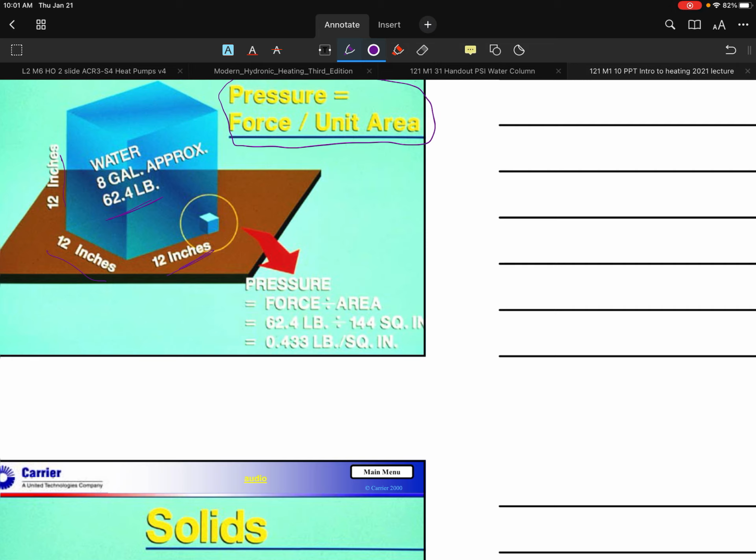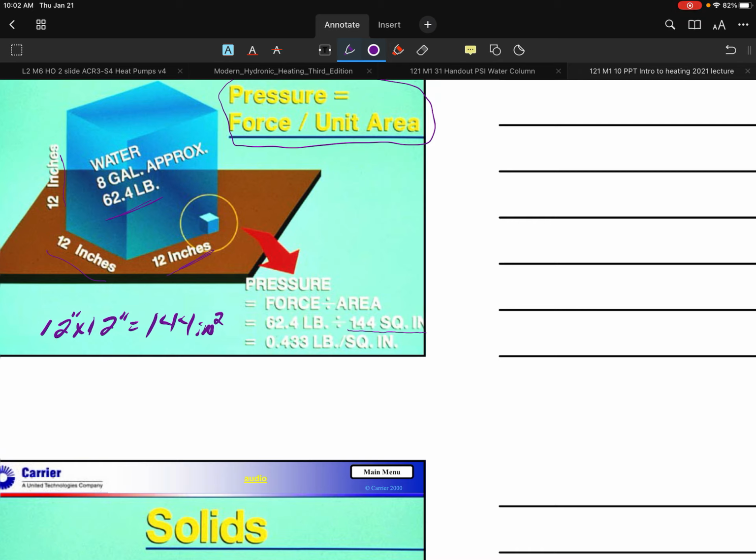So on a 1 foot by 1 foot, or a 12 inch by 12 inch square, that would equate to 144 inches. So your 12 inches by 12 inches is equal to 144 inches squared. So that's where this square inch business is coming into play. So 62.4 pounds is the force that's sitting on a 12 by 12 square.